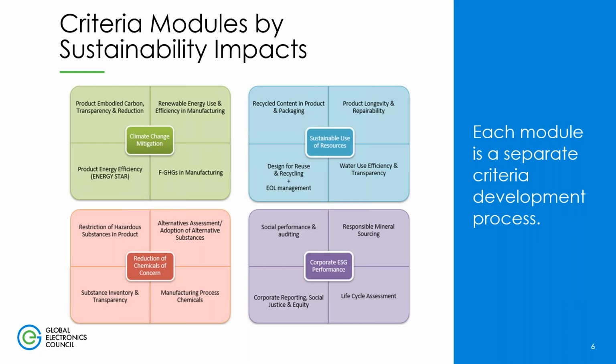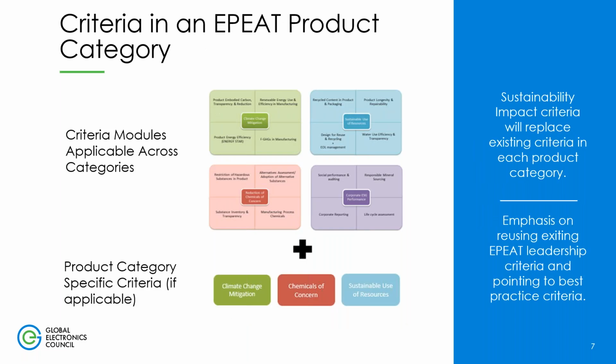So the next question that comes up is, well, how are these criteria going to be applied to EPEAT product categories? So the new modular sustainability impact criteria will be applied across all product categories. So in the future, the criteria for each product category, as shown on the slide, will consist of criteria from the 4 sustainability impact modules, which are those common criteria applicable across all products, plus any product-specific criteria that address some unique aspects of the product.